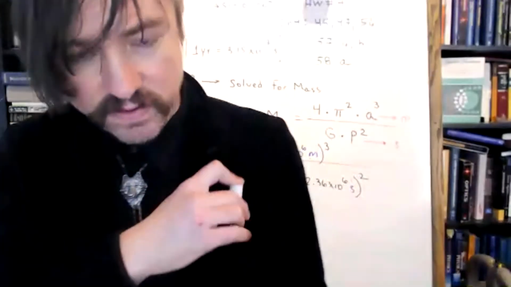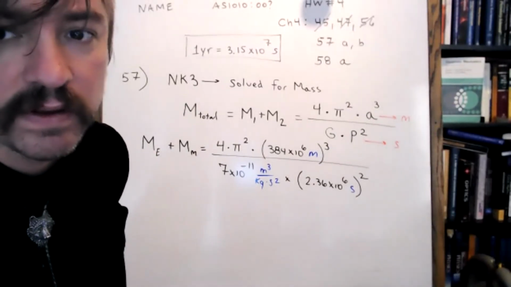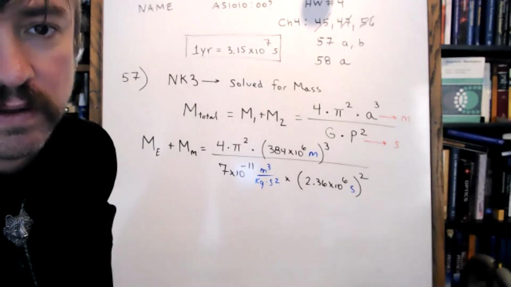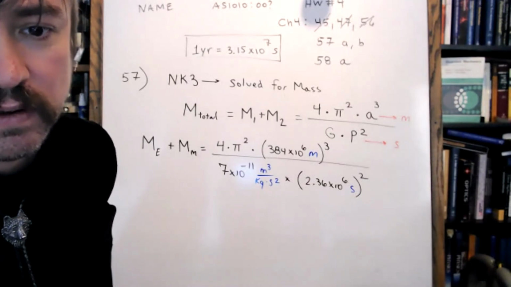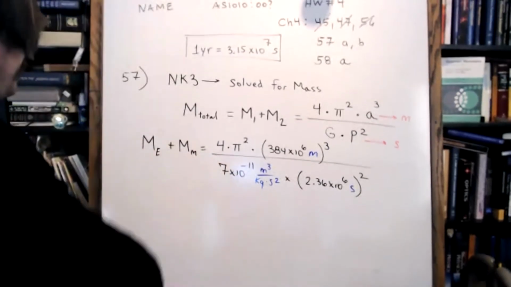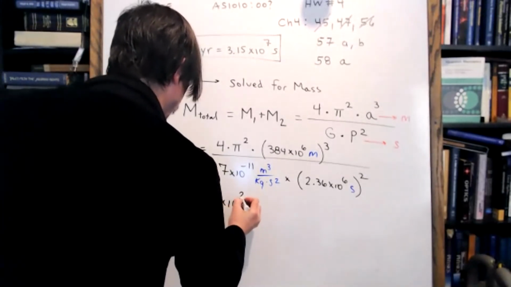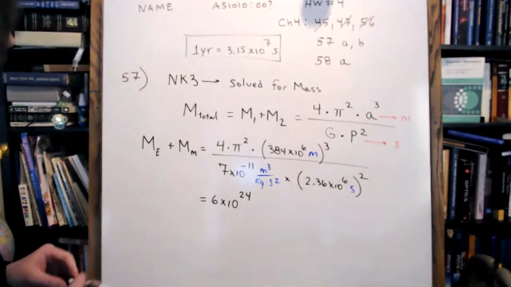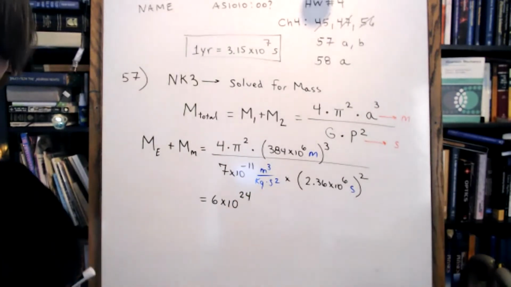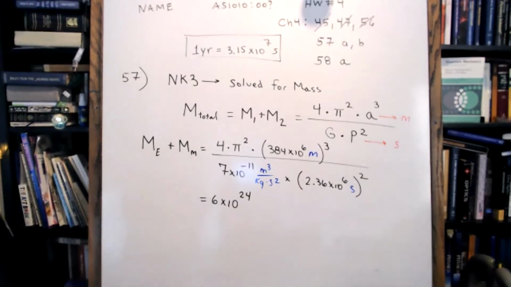Wait, did anyone get the right answer? Is it 5.73 times 10 to the 24th? That's good. But 5 points, let's just round it up. You got about 6 times 10 to the 24. What are your units? Newtons? No, not newtons.